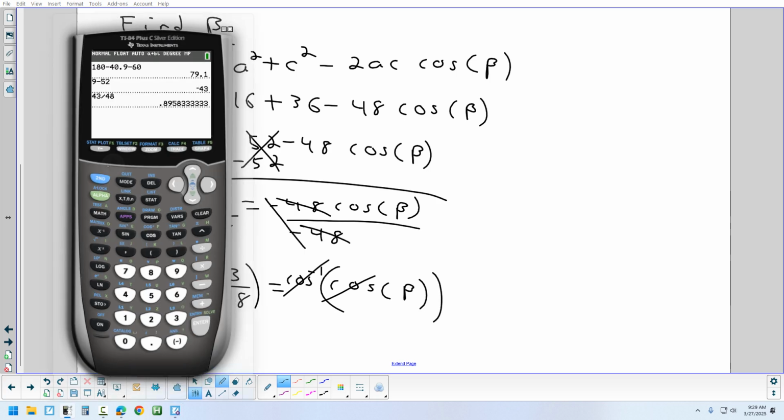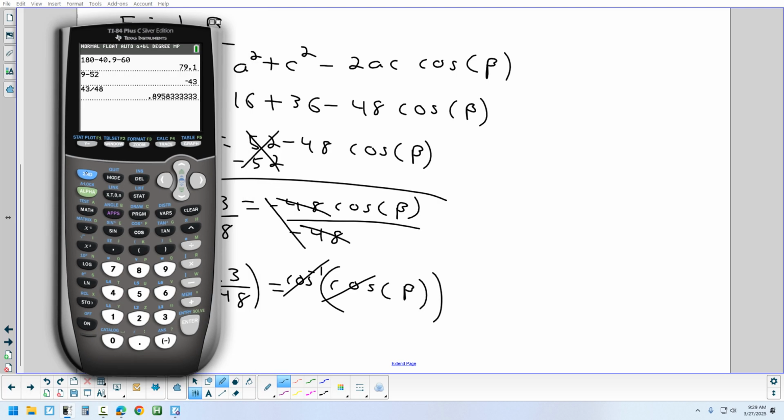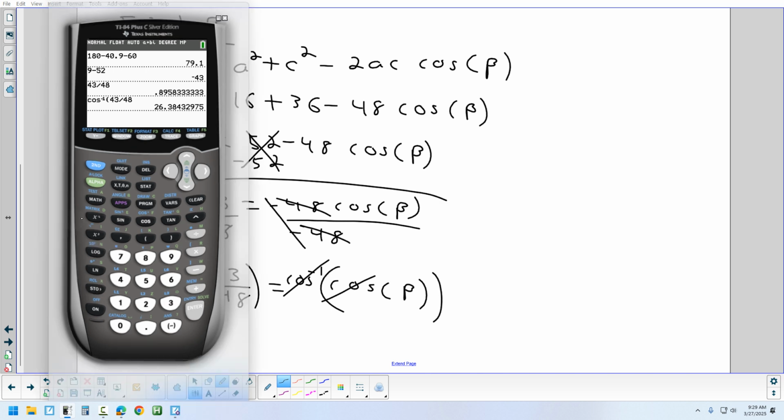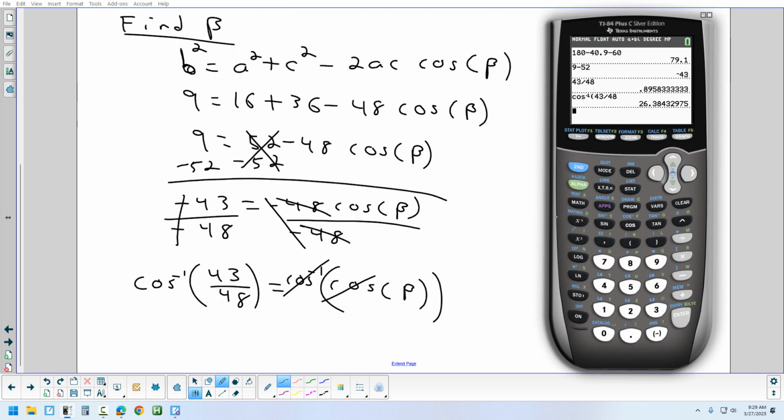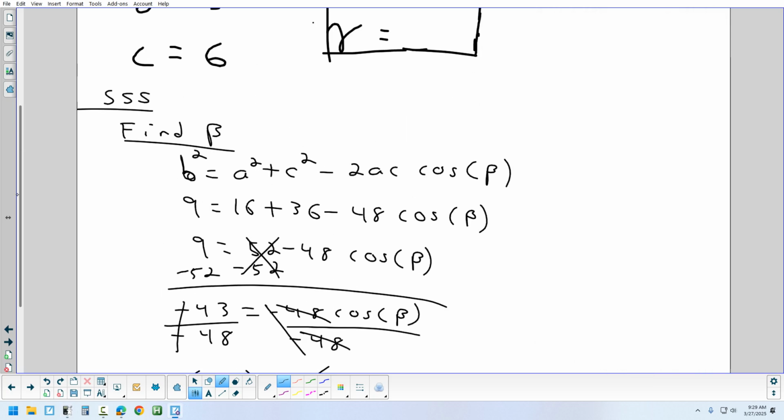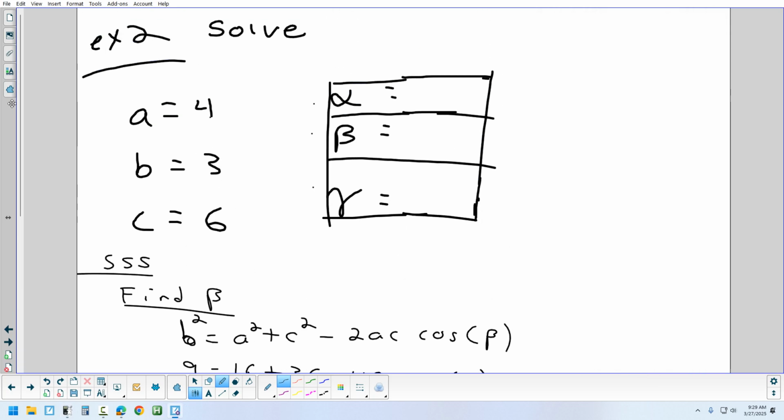So now do inverse cosine of 43 over 48. So that gives me an angle of 26.384. And in that problem, there's no reason why we all shouldn't exactly get that. There was no rounding anywhere in this problem until I put it in on the calculator. All right, so if you get something like 26.9, something's not right. It's 26.384. Unless I made a mistake, which that's always possible.